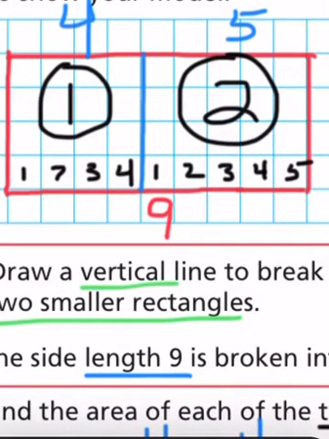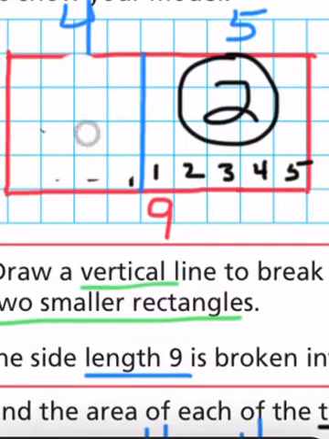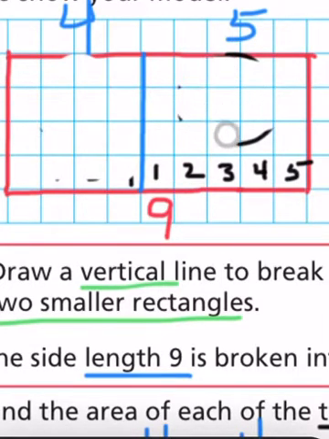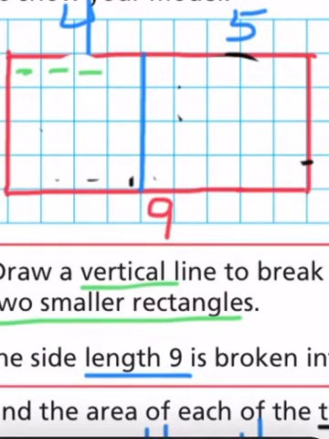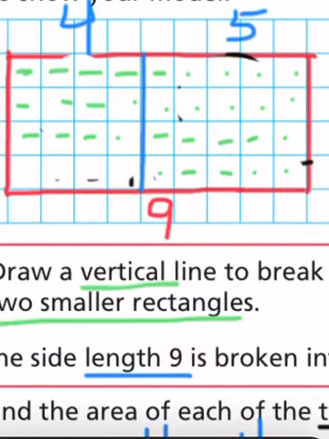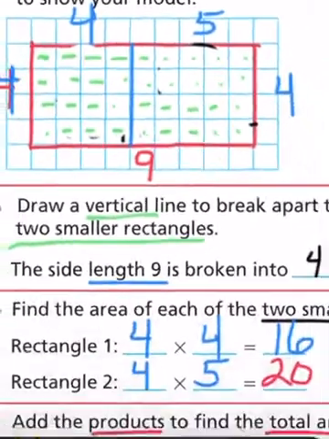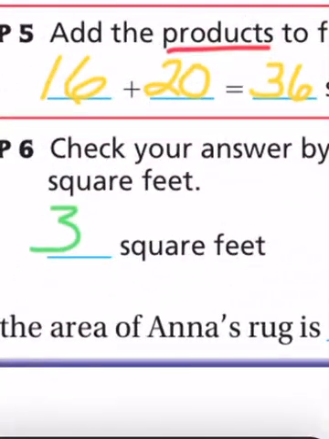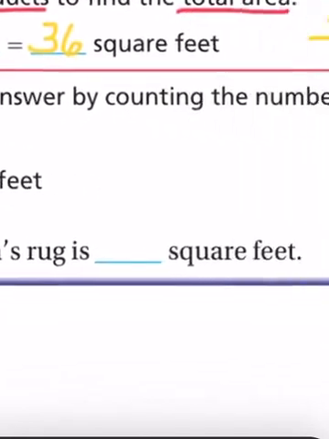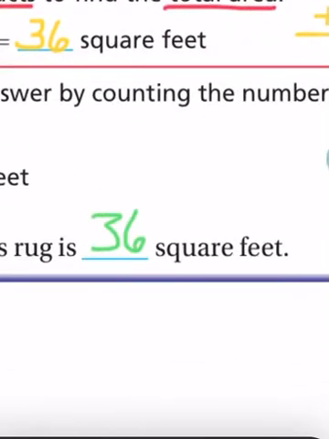First of all, I'm going to do some erasing. Try not to erase everything. Okay, now we can count up all these squares and see what we get. 1, 2, 3, 4, 5, 6, 7, 8, 9, 10, 11, 12, 13, 14, 15, 16, 17, 18, 19, 20, 21, 22, 23, 24, 25, 26, 27, 28, 29, 30, 31, 32, 33, 34, 35, 36. So it is 36. 36 square feet. So the area of Anna's rug is 36 square feet.